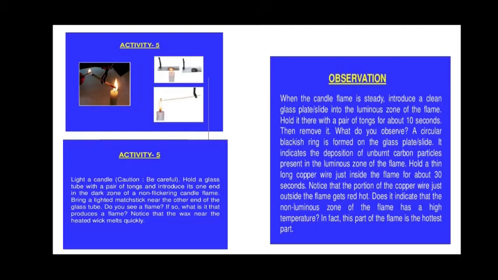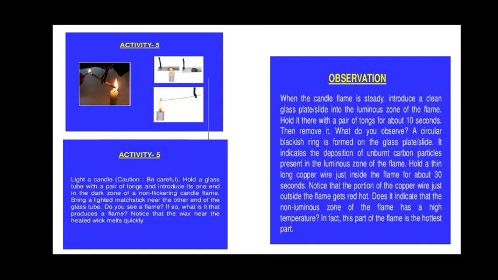When the candle flame is steady, introduce a clean glass tube into the luminous zone of the flame. Luminous means brighter, the very thick zone of the flame, for 10 seconds. It forms a blackish ring around that glass tube, whatever the glass material we would have taken. It indicates the deposition of unburnt carbon particles present in that luminous flame.